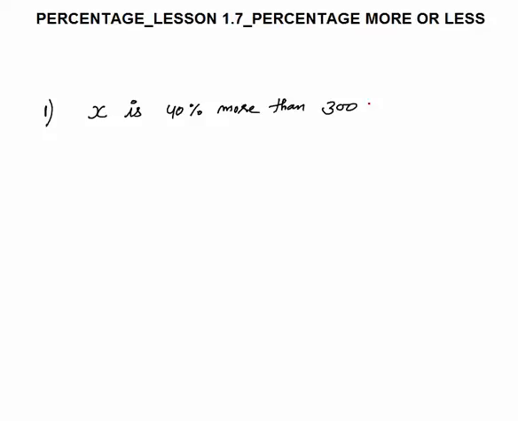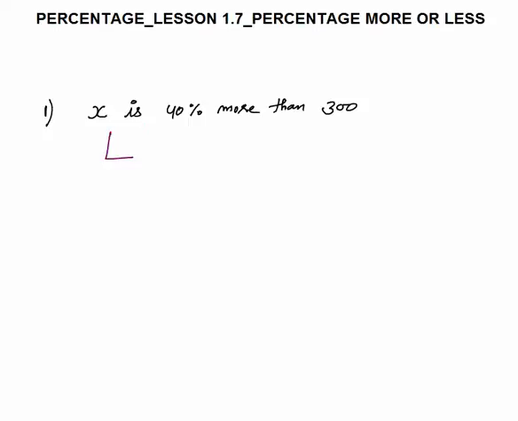Hello, this is percentage lesson 1.7. In this I will continue with percentage more and less. Now x is 40% more than 300. As I told you in the previous lesson, these kinds of questions can be solved in three ways, and you must know all the three ways because they are very important.